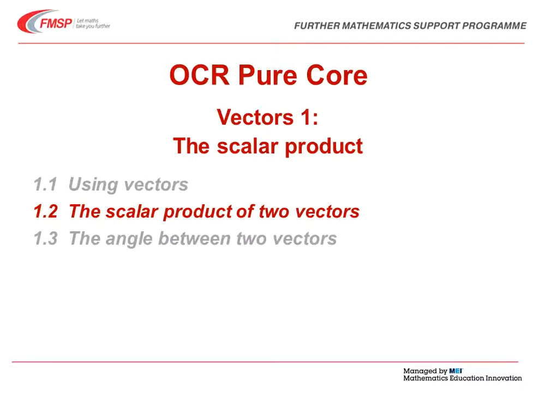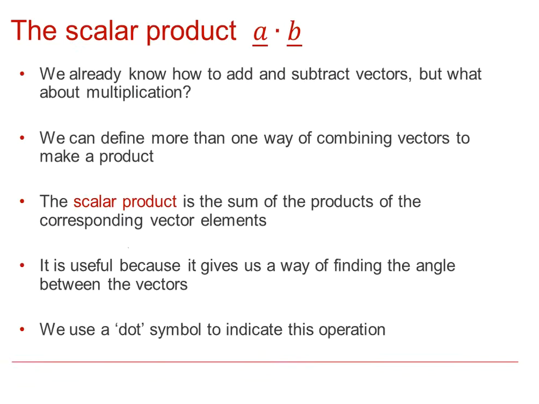It covers multiplying vectors to form a scalar product. We already know how to add and subtract vectors, but what about multiplication? We can define more than one way of combining vectors to make a product. Now, the scalar product is the sum of the products of the corresponding vector elements. It's useful because it gives us a way of finding the angle between the vectors, and we use a dot symbol to indicate this operation.